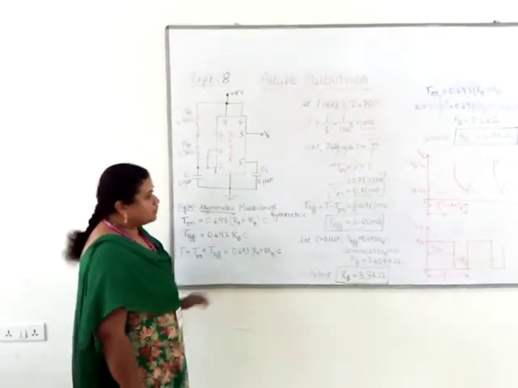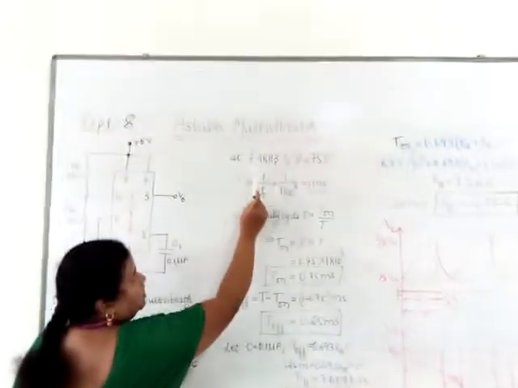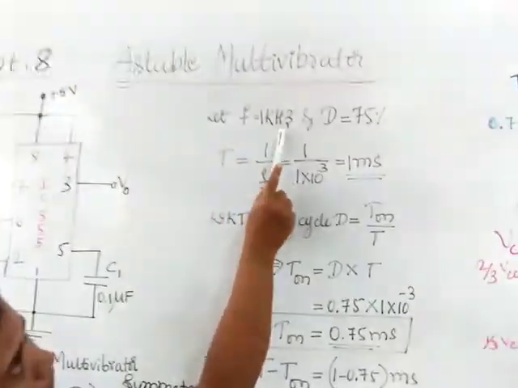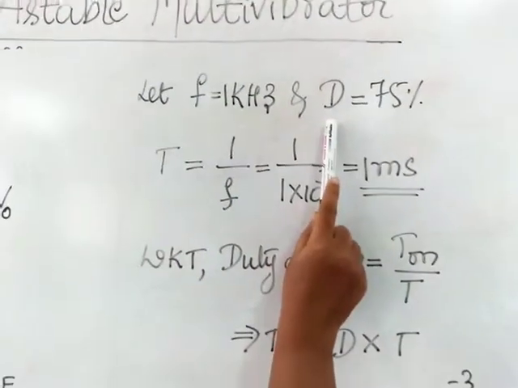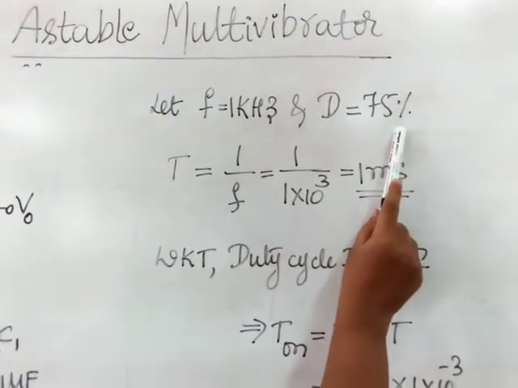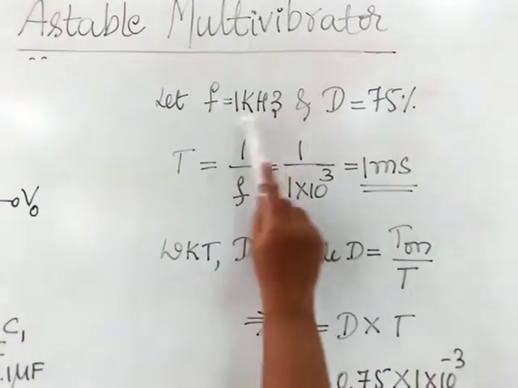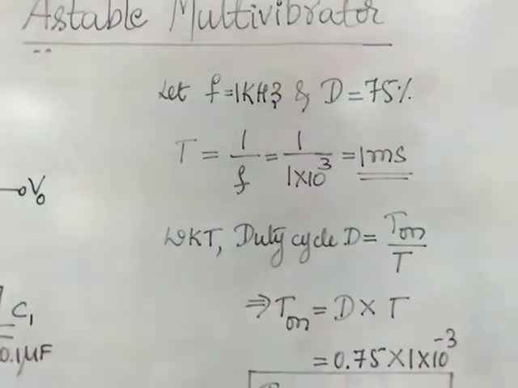Let us assume the frequency first. We need to generate oscillations of frequency 1 kilohertz, and D stands for duty cycle, that is 75%. We need to achieve this duty cycle. These are the given data, and for this data we need to design the circuit now.